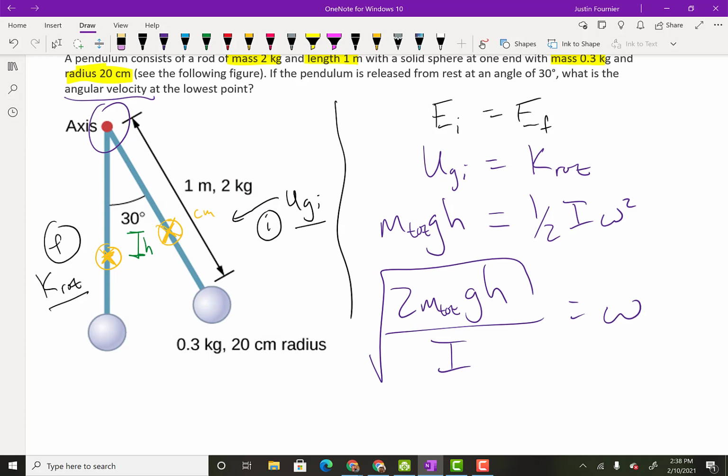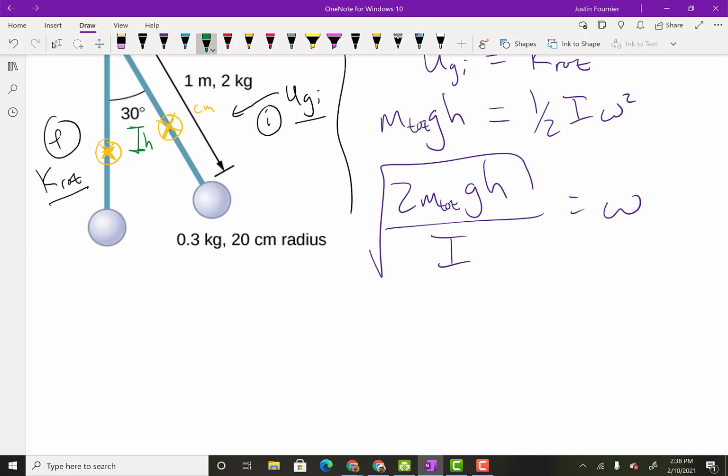And so what I'm doing here is I'm making an approximation. However, this distance is 1 meter. This is 20 centimeters. I'm going to assume this is far enough away that instead of treating this like a sphere, I'm going to treat it like a point mass. But I could treat it like a sphere. I don't think it's going to ruin any kind of error that I have to deal with.